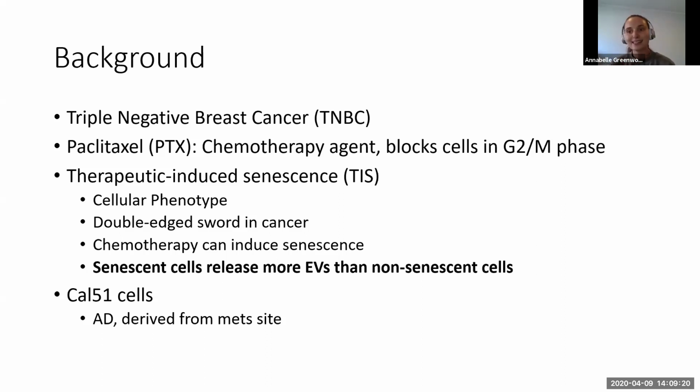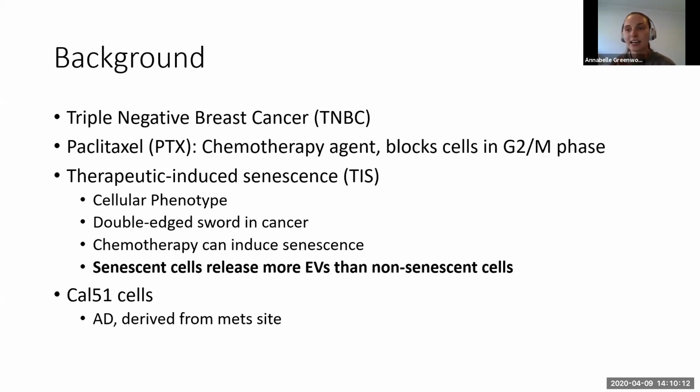This can be partially owed to chemo resistance. We need to talk about senescence and therapeutic induced senescence. If anyone's not that familiar with senescence, basically it is a cellular phenotype where the cells are still metabolically active, but they don't proliferate. Senescence in cancer is kind of like a double-edged sword. On the one hand, for normal cells, senescence is a way for the cells to avoid malignant transformation. But on the other hand, for cancer cells, it can actually promote cancer development through altering the microenvironment, and the cells can evade therapy-induced apoptosis.